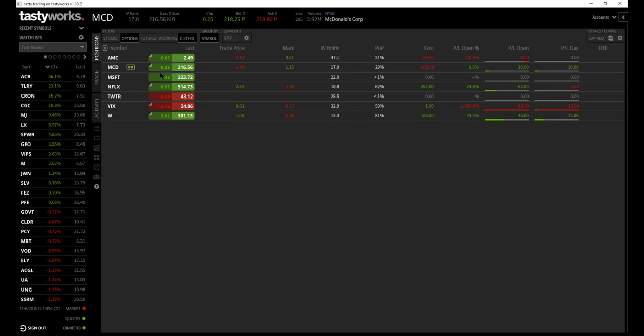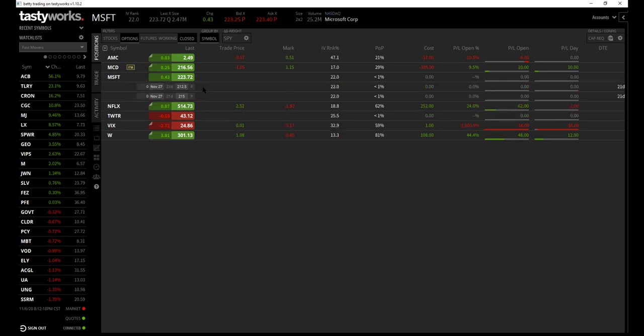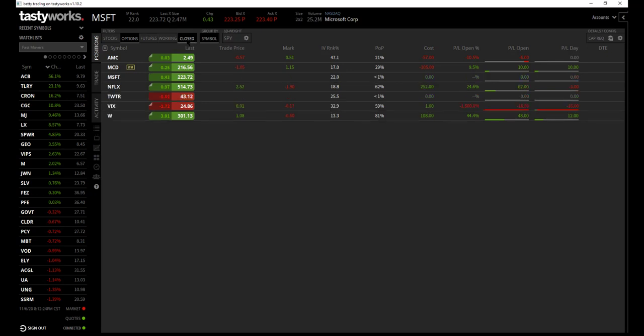The reason that there's nothing there is because I closed a Microsoft trade today. So I don't have to worry about Microsoft. In fact, I could uncheck the closed button, but we'll get there in a moment. I've got Netflix in green. Now, what does that mean? That means I collected money when I opened the trade. It's a credit spread or some kind of spread where I collected credit.